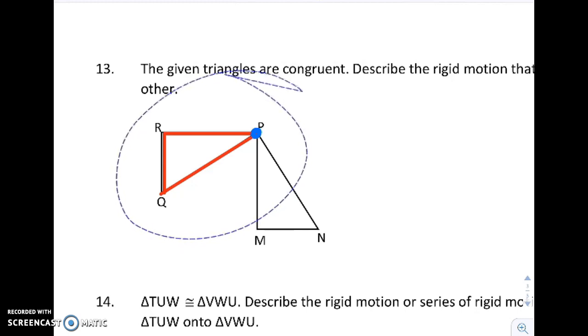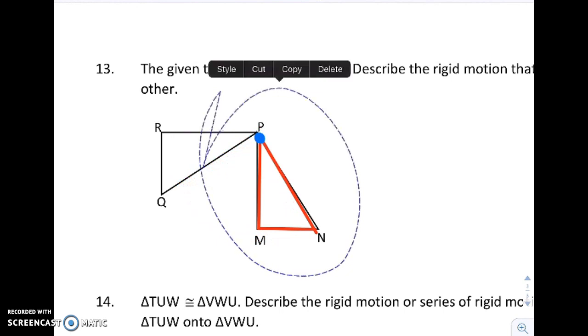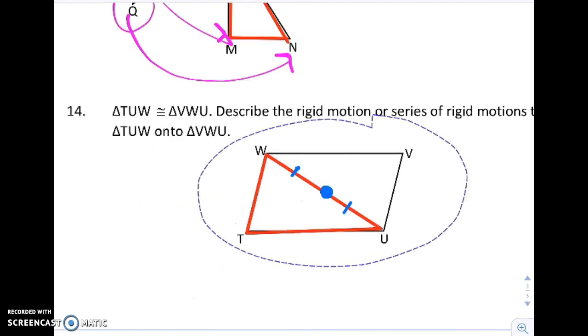13 looks like a rotation, but this time the center of rotation would have to be at P. If you're using patty paper, that's where the pencil would be pinned into it. So you rotate triangle PRQ about point P like this, such that Q maps onto N, or such that R maps onto M. Either one is fine, you don't need both.